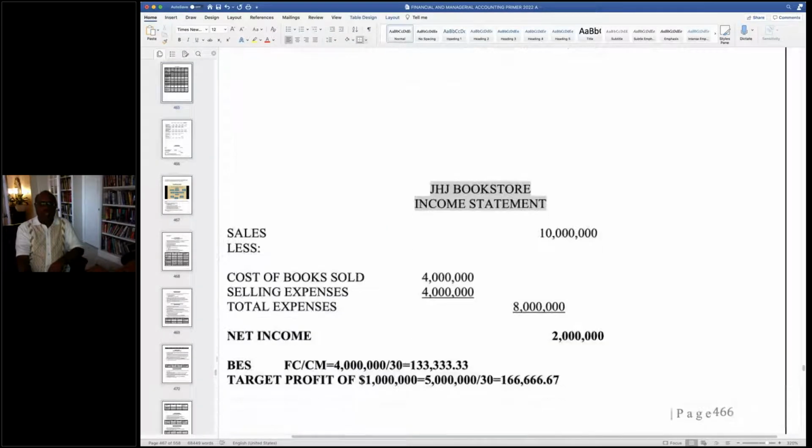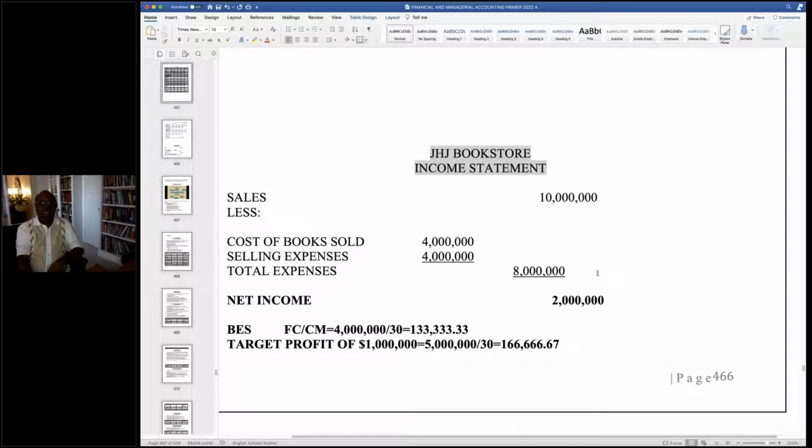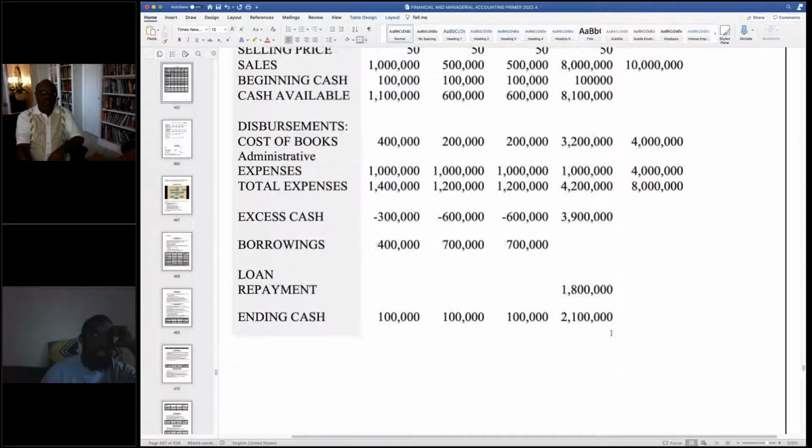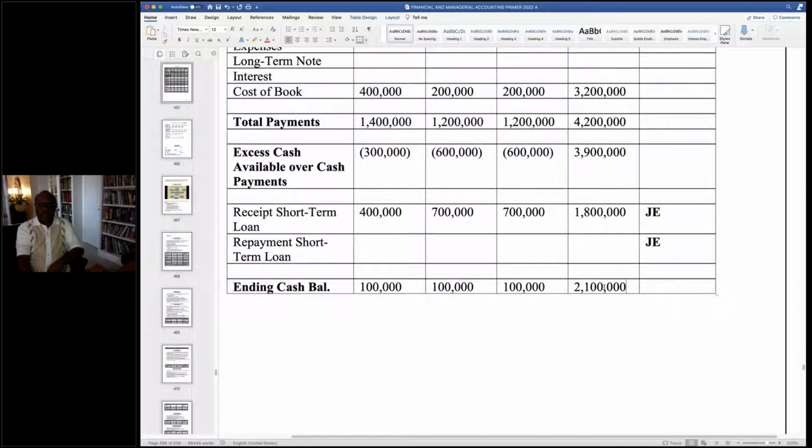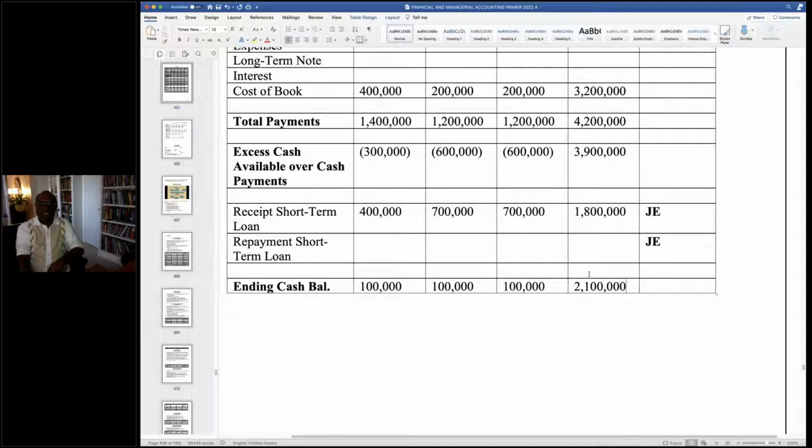So even though you were going to make $2 million, if you look at cost of books and selling expenses, you're making $2 million. You would never get to collect your money, your 2 million plus the 100 you started with, if you didn't have a line of credit. So when you see a company going out of business in the mall in the summer, that's what happened. They didn't create that line of credit. So you have to do that.